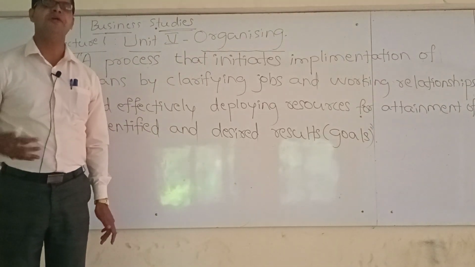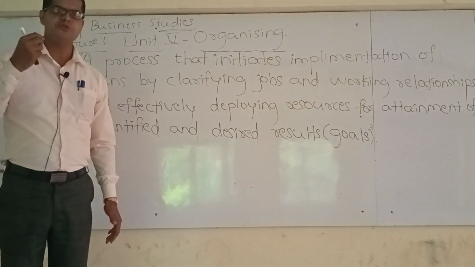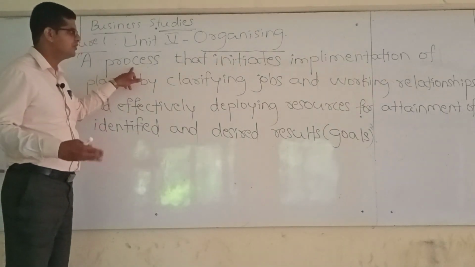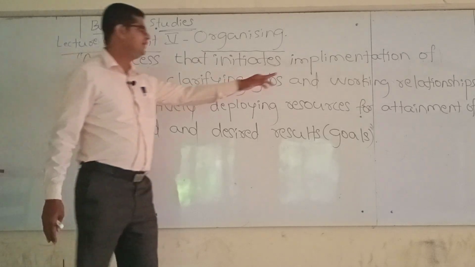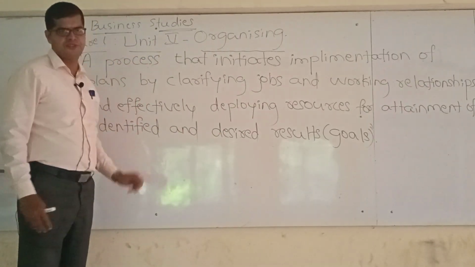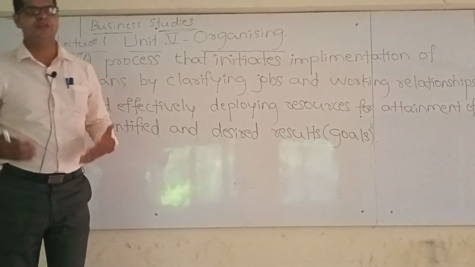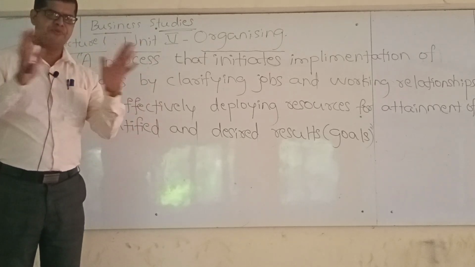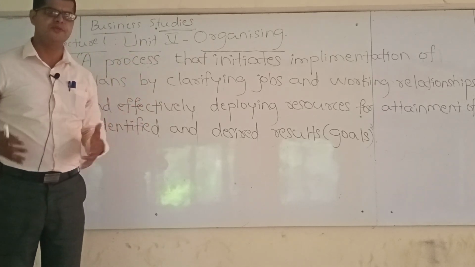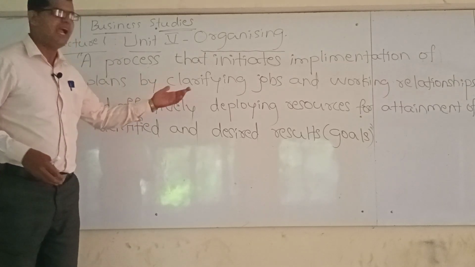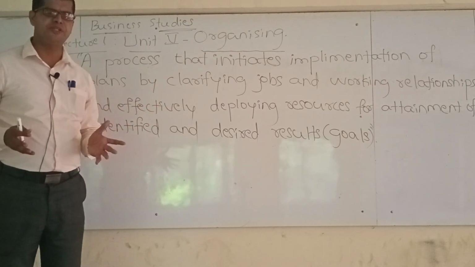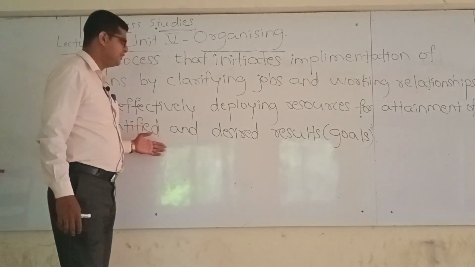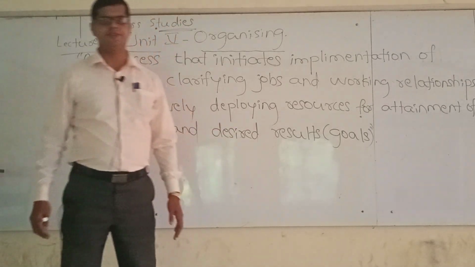So that is nothing but organizing. Okay, so two things you can find here. One is it is the process, continuous process. One more is implementation of plans. So the plans we planned already, that is to be implemented. Just clarify the jobs of the employees who are there in the organization, and make use of the available resources effectively. Definitely we can reach the identified and desired results.